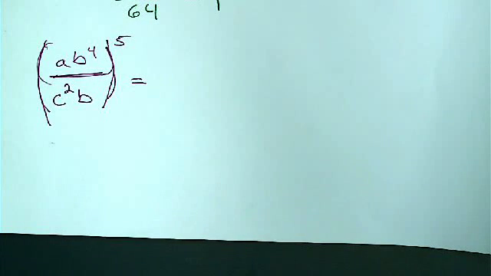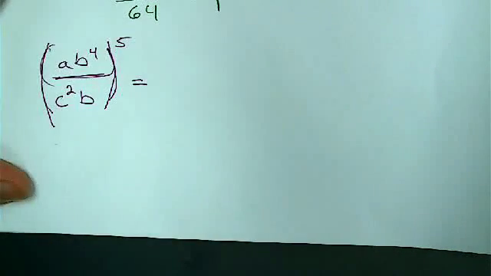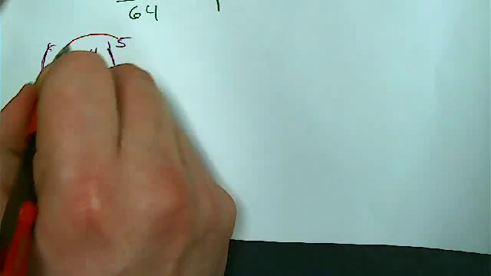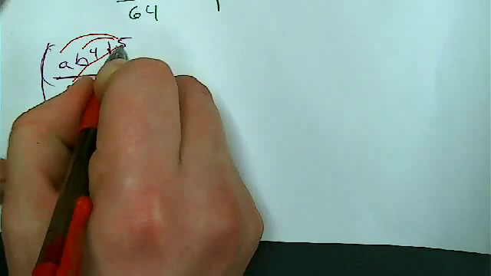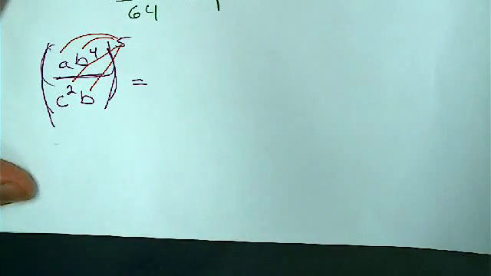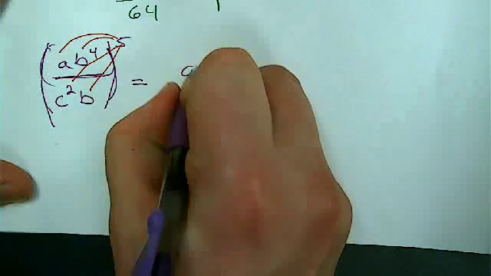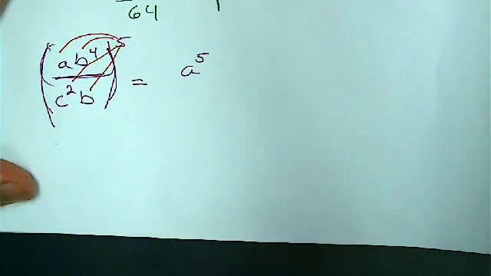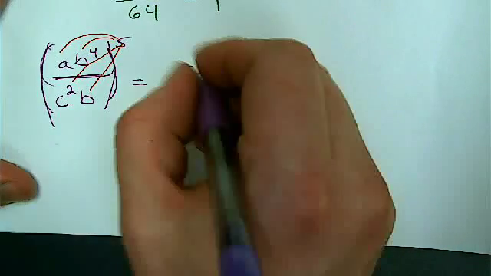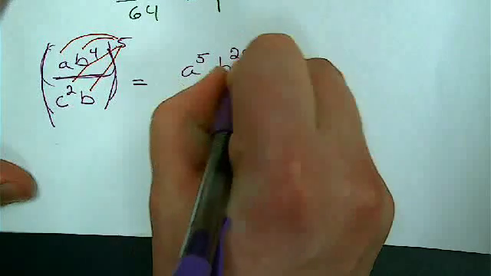All right, so here's an example that uses what we've talked about as well as this new rule. First thing I gotta do is distribute. So I gotta get this 5 spread over everybody. Does that mean A5? So it's gonna be A to the 5th. B to the what? 20th.